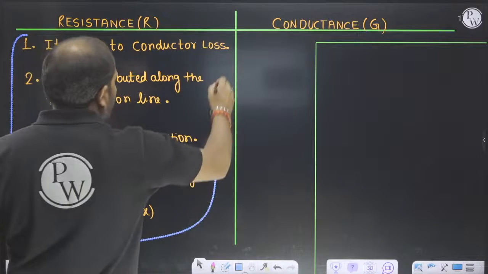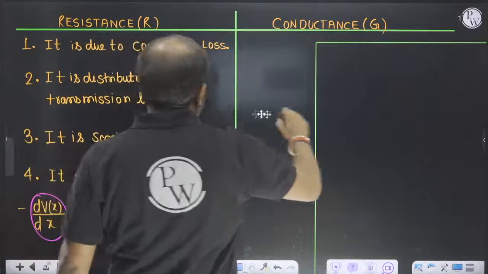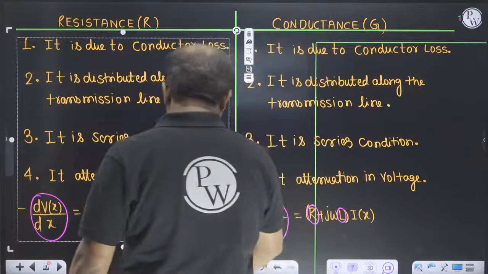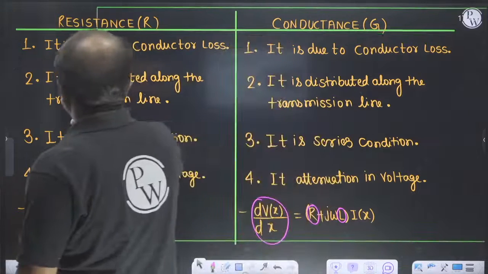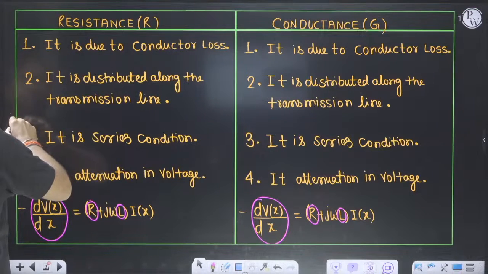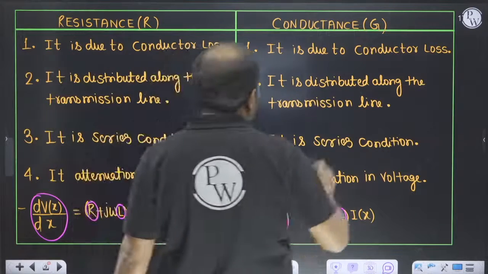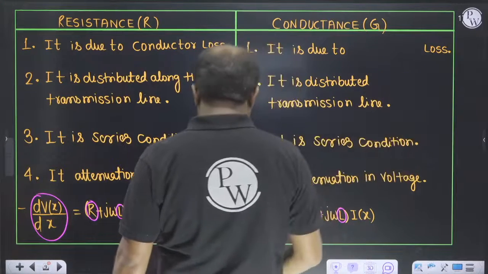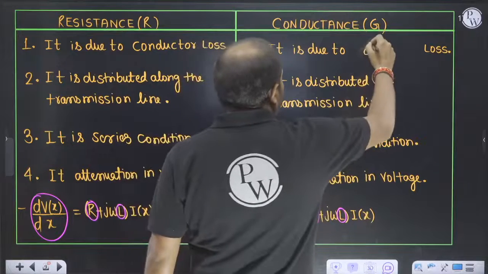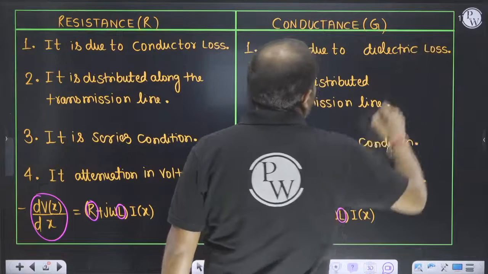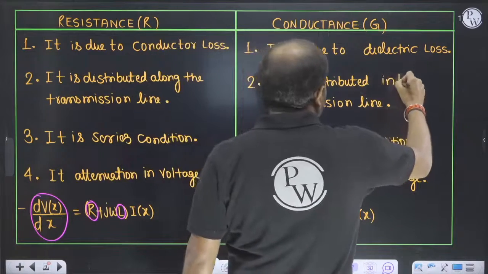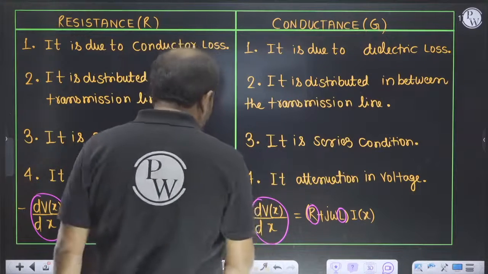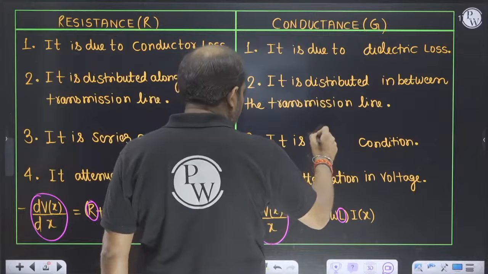Then we can say the same concept for conductance also. In case of conductance, it is due to dielectric loss. Is it distributed along the transmission line? No, it is in between the transmission line. And since it is in between, it is in parallel condition.